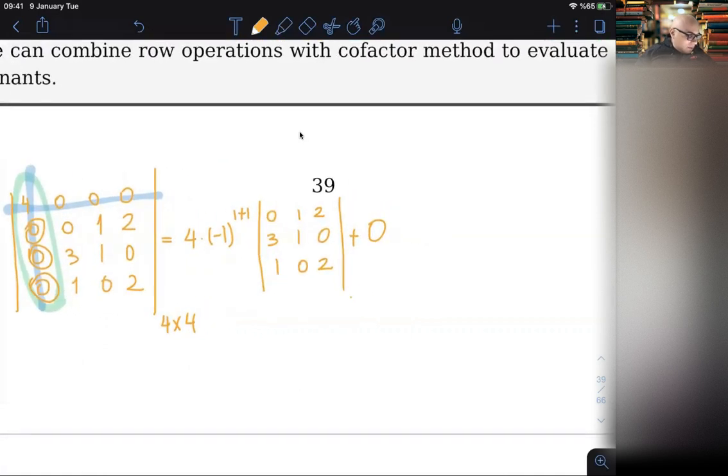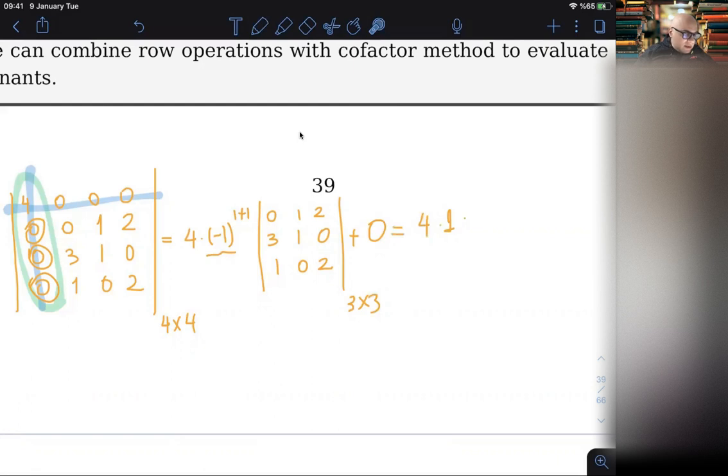Okay, so what are we doing? Now you see, we reduced the determinant into a 3 by 3 case. So this is easier. Let me write this 4. Now this number is of course 1. And now I will have to compute the determinant of this guy.